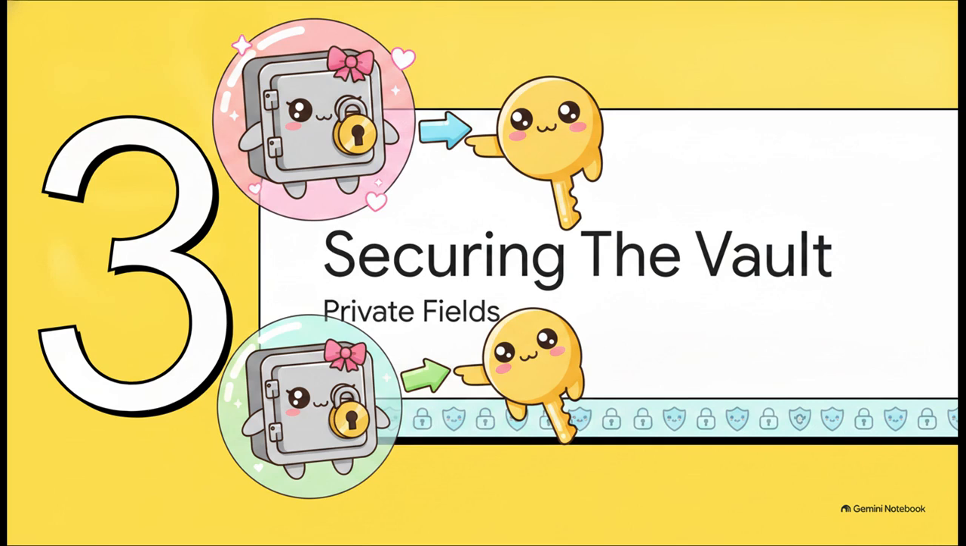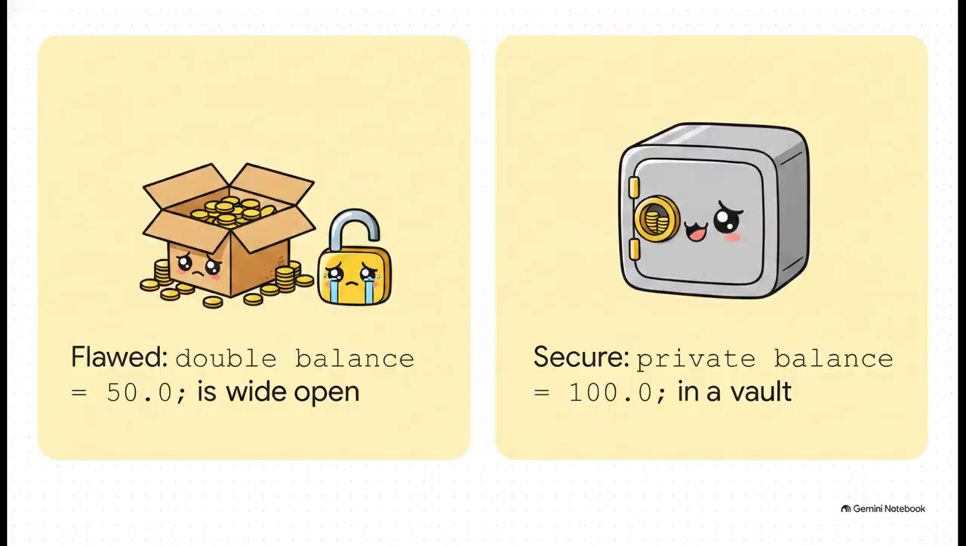That brings us to Section 3, securing the vault with private fields. If you compare that original flawed blueprint to our new secure solution, you'll see we secure the vault with one single, incredibly powerful keyword, private. By changing the state to private double balance equals 100.0, we take that ledger and we lock it inside a thick steel vault. Outside classes can no longer see it, and they definitely cannot edit it directly.